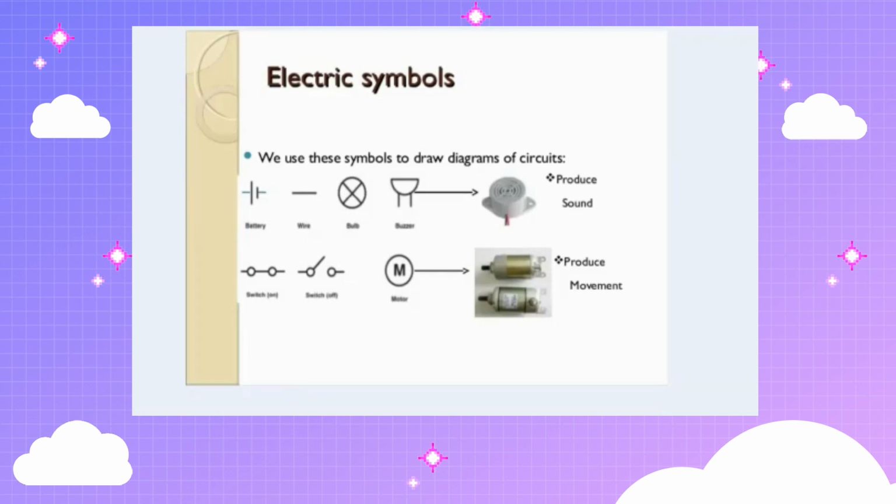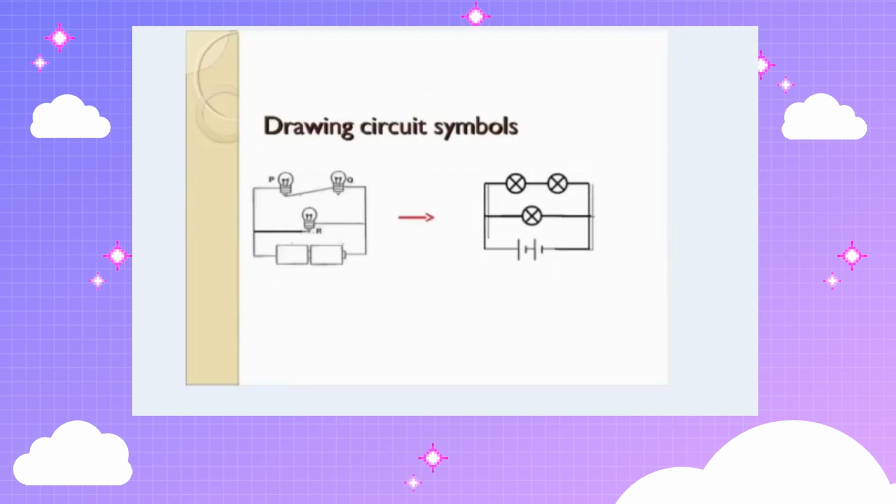Now the motor is a simple sign like a bulb. It has a circle, and inside it has an M written in it. So this is the sign of a motor. And this is a real picture of a motor. As you can see, they have shown you how the motor looks. Let's move on now. Drawing circuit symbols.